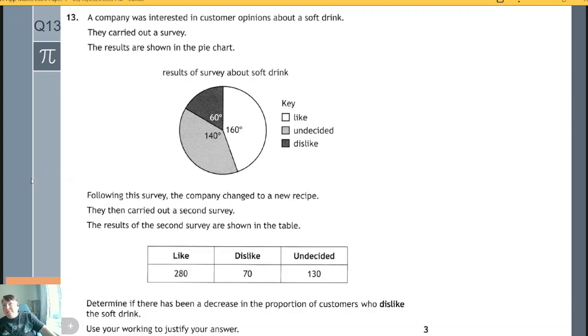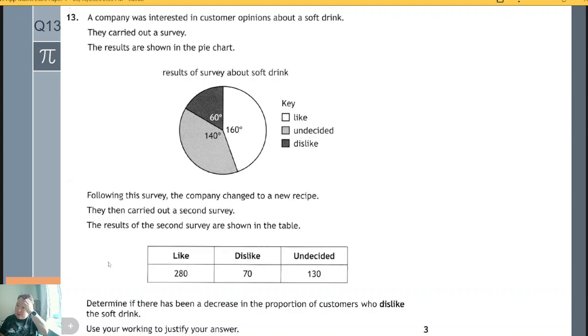Question 13. A company was interested in customer opinions about a soft drink. They carried out a survey. The results are shown in the pie chart. So we've got black is the dislike, grey is the undecided, and white is the like. Following this survey, they changed to a new recipe. They carried out a second survey, and we've got the number of people that answered. Determine if there has been a decrease in the proportion of customers who dislike the soft drink. Use your working to justify your answer.